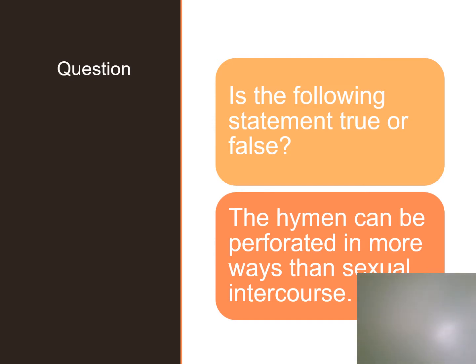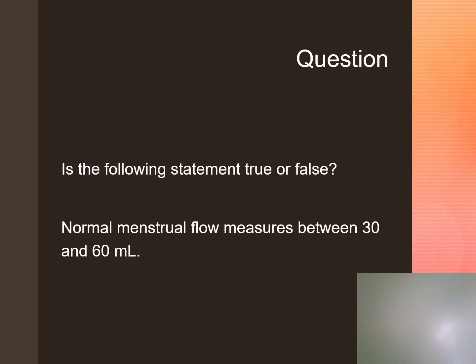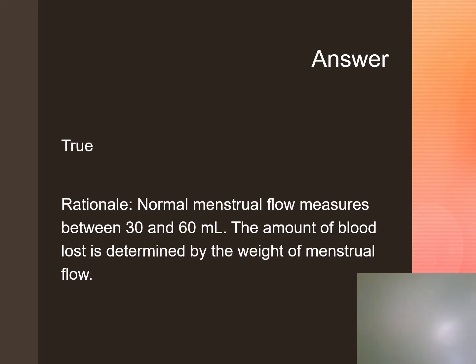So true or false? The hymen can be perforated in more ways than sexual intercourse. And this is true. So true or false? Normal menstrual flow measures between 30 and 60 mLs. Again, this is true.